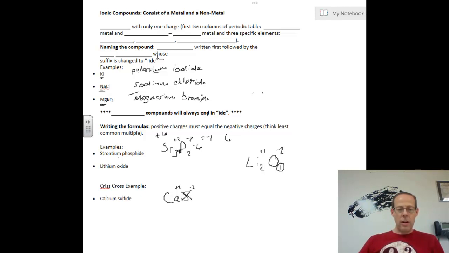So if I just crisscross my charges, so I'm going to put a 2 here and a 2 there, that will also give me the right answers. If I go back up to the strontium phosphide example, notice my +2 comes to phosphorus, and my -3 goes to strontium. And over here on lithium oxide, +1 goes to oxygen, -2 goes to lithium.